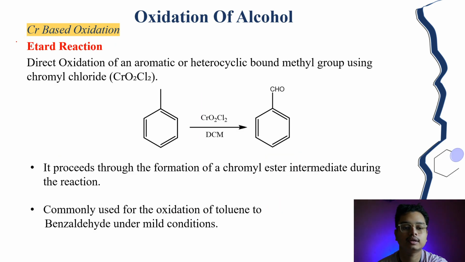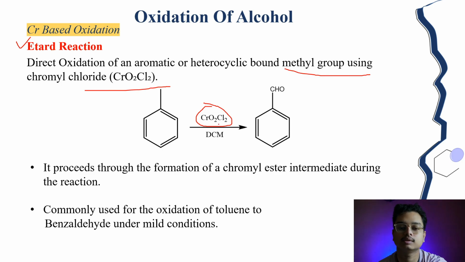Now let's talk about our last segment, the Etard reaction. The Etard reaction is the direct oxidation of an aromatic or heterocyclic bound methyl group using chromyl chloride. So the reagent for the Etard reaction is chromyl chloride, and the solvent is fairly DCM, which is mostly used. And what should be the mechanism of this transformation, methyl to CHO?